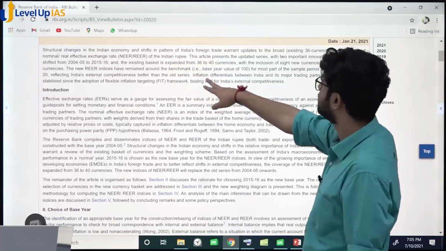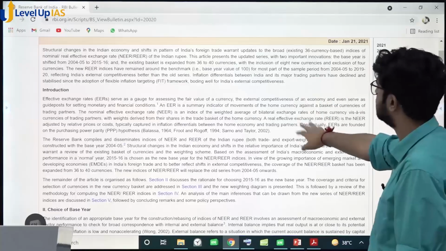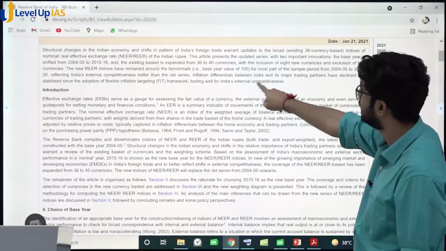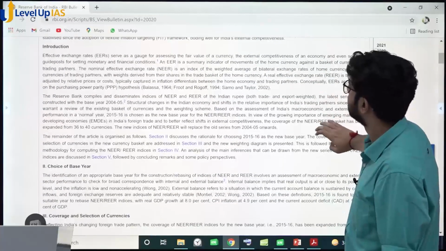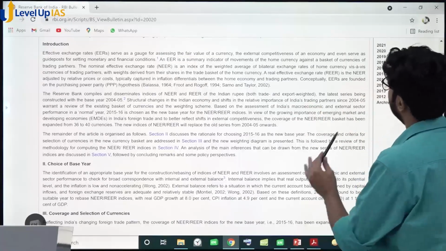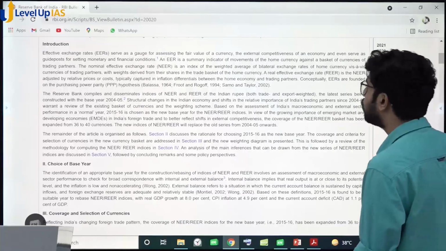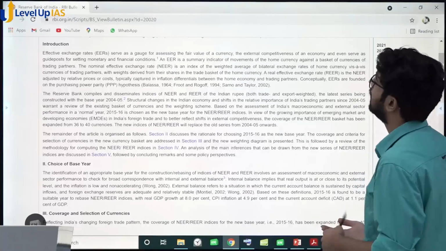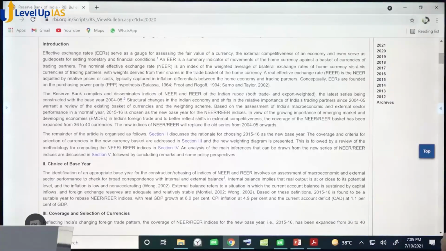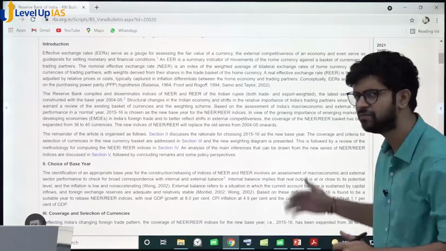So base year is 2015-16 and the existing basket is 40 currencies, 40 countries. Inflation differentials between India and its major trading partners have declined and stabilized. See this. Effective exchange rates serve as a gauge for assessing the fair value of a currency, the external competitiveness of an economy, and even serve as guideposts for setting monetary and financial conditions. An EER, effective exchange rate, is a summary indicator of movements of home currency against a basket of currencies of trading partners, which we have discussed.